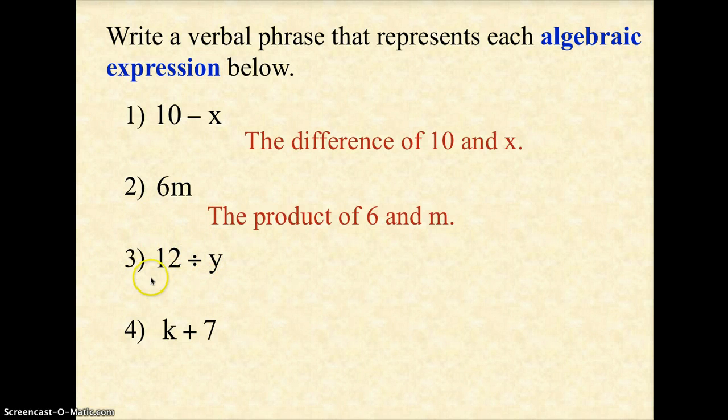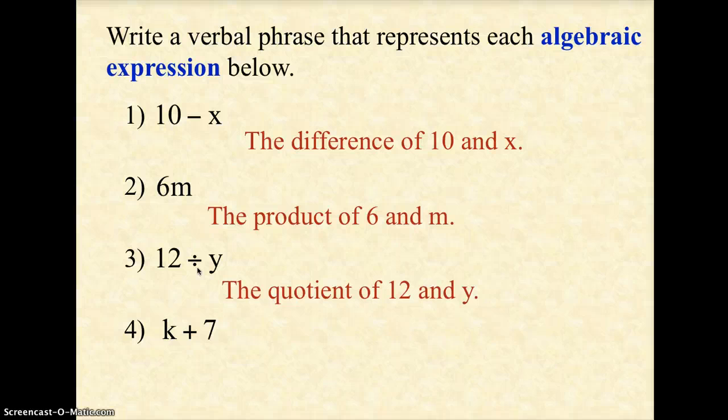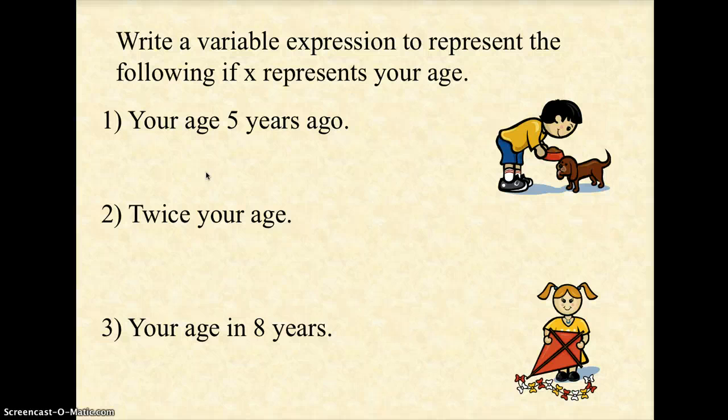Let's try number 3, 12 divided by y. How can you write it aside from the way I have said it? You can also say the quotient of 12 and y. Okay, number 4. How do we write that? The sum of k and 7. I hope that you are trying it out on your own. Here are some more challenging expressions or phrases.